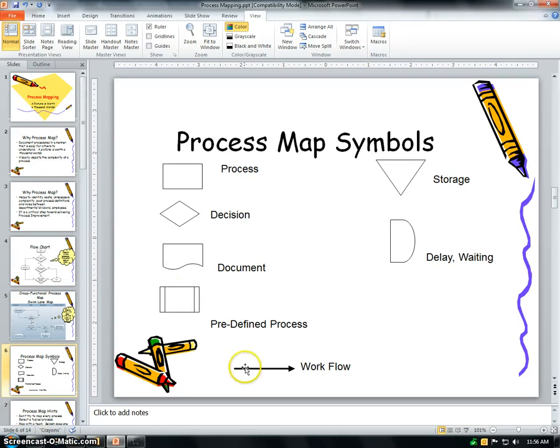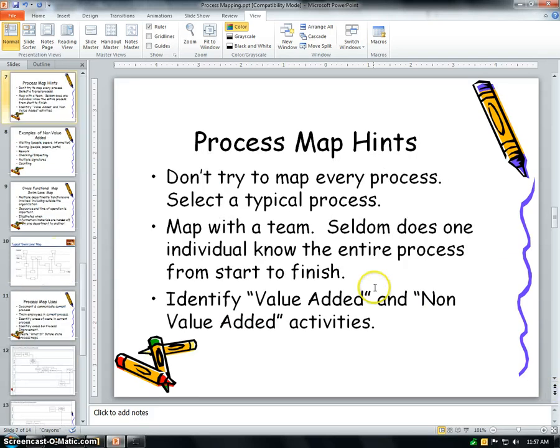Just the workflow, an arrow that shows where work is going from which step to which step. If we have storage, whether it's storage of paperwork or storage of actual material, this is an upside down triangle. And if there's specifically a step where we know there's a delay or some waiting, this capital D looking symbol. So just a couple of simple symbols.